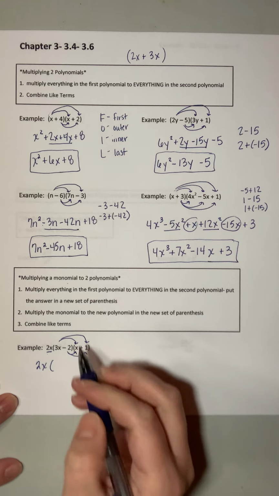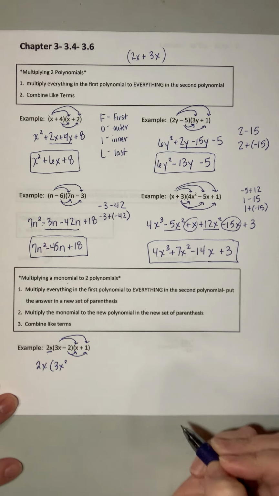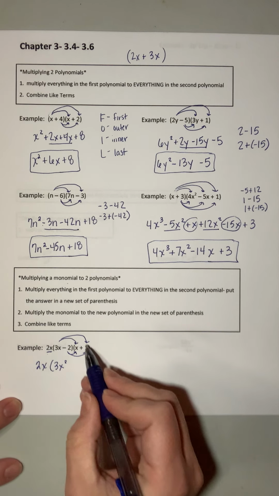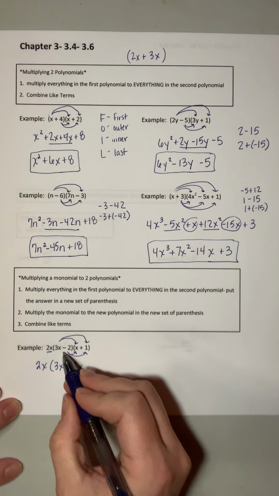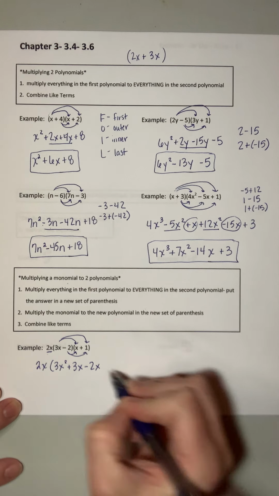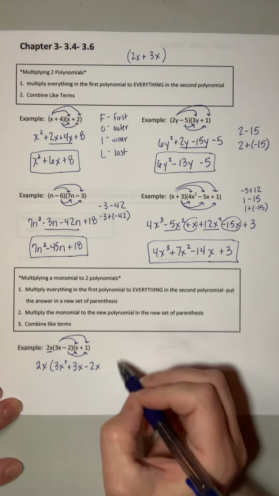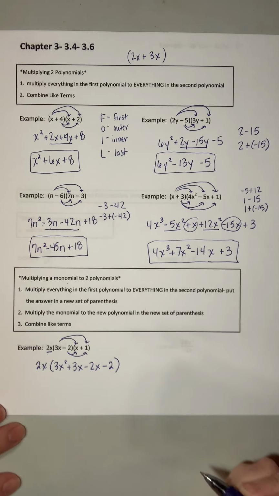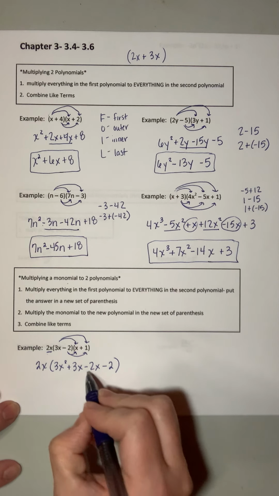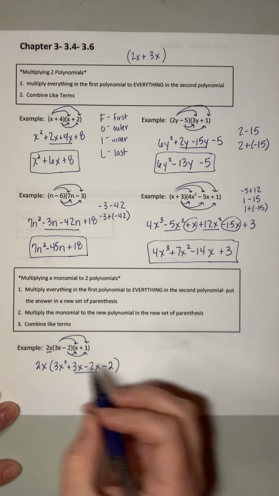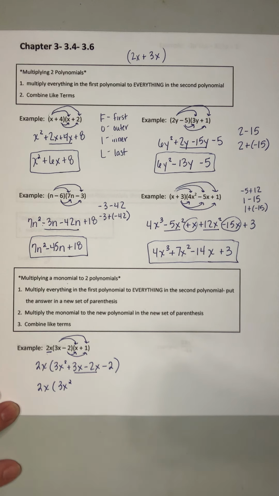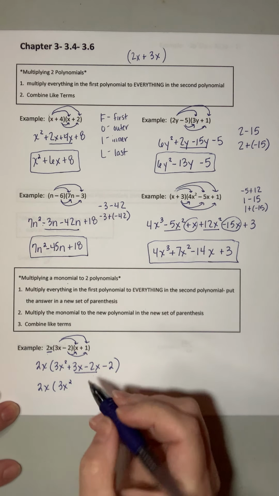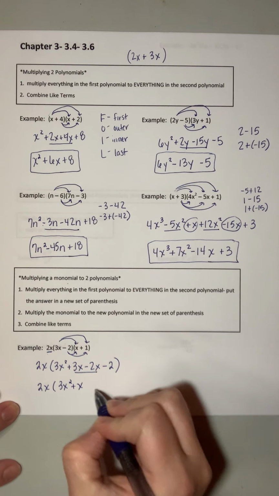So 3x times x is 3x squared. 3x times 1 is 3x. Negative 2 times x is negative 2x. And negative 2 times 1 is negative 2. Right here in the middle is my like terms. 3x minus 2x is 1x.